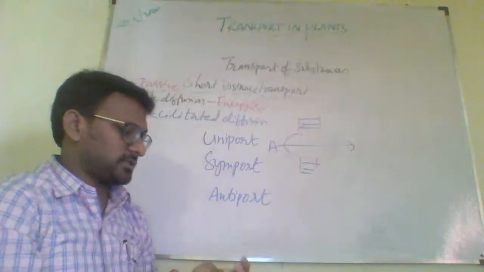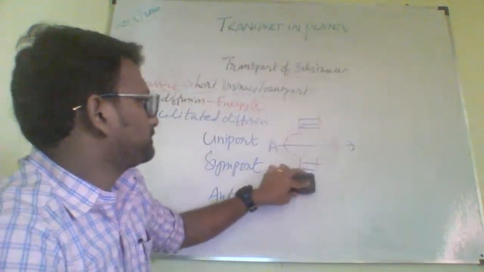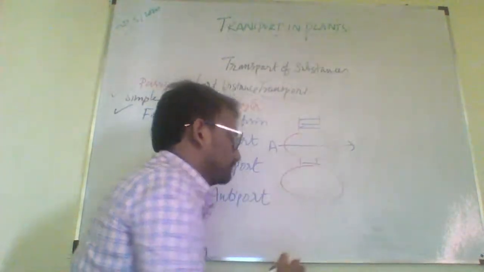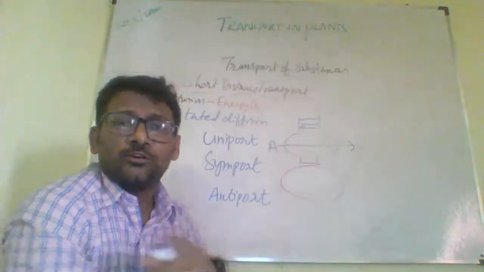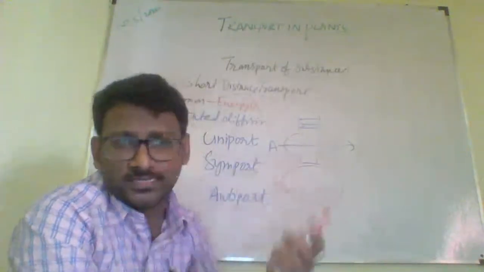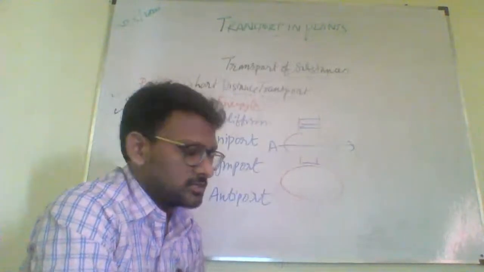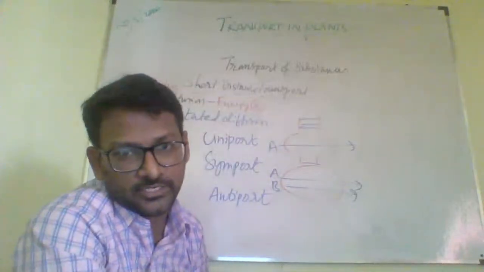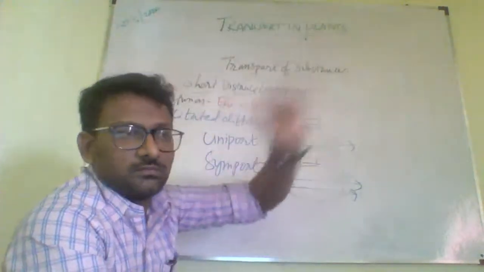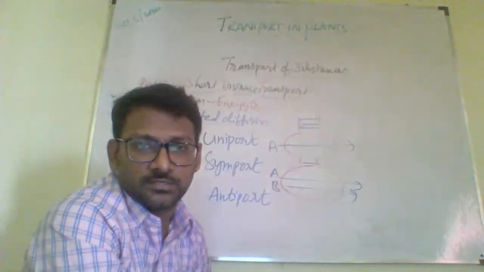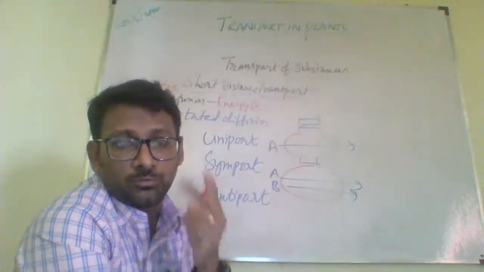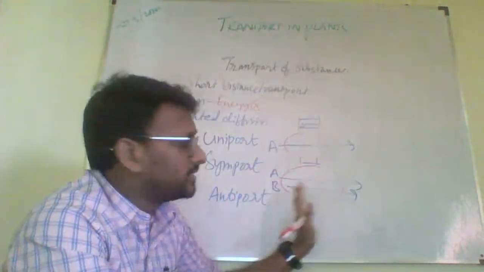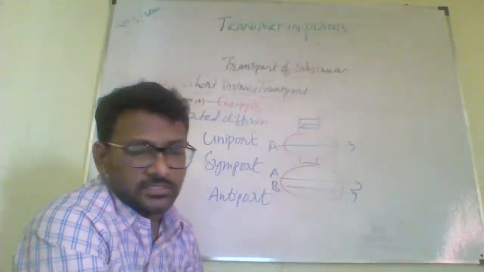What is the next type? Symport. What is the difference in symport? In symport, you and your friend are going for a movie or an exam. So there are two different types of molecules moving in a single direction, again from Gobi Arch to somewhere, Gobi bus stand, whatever it is. Both molecules cross the plasma membrane in the same direction. Is that clear?